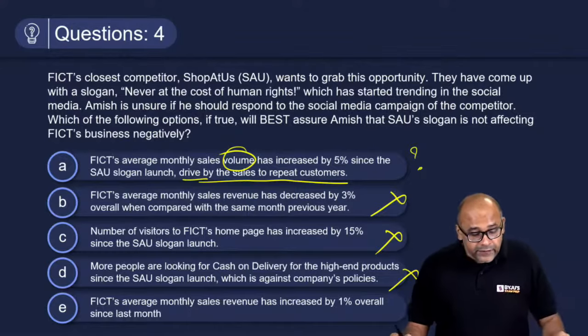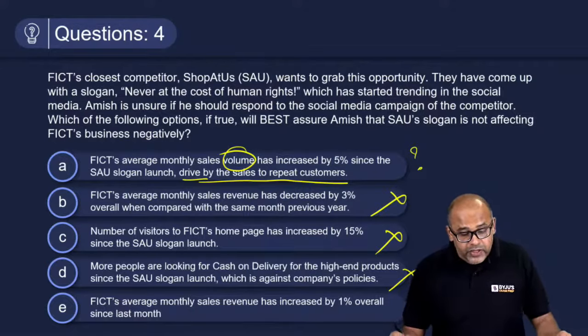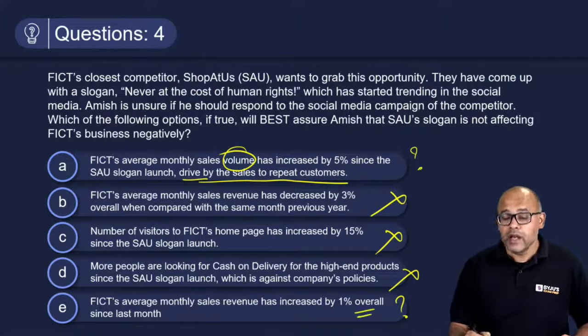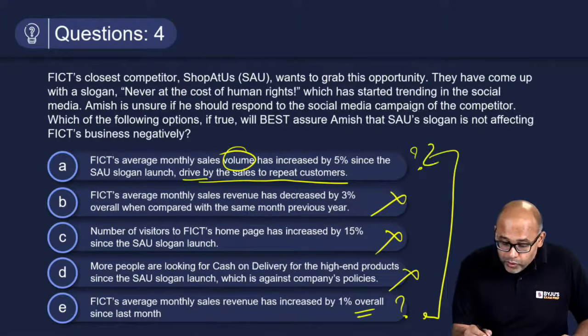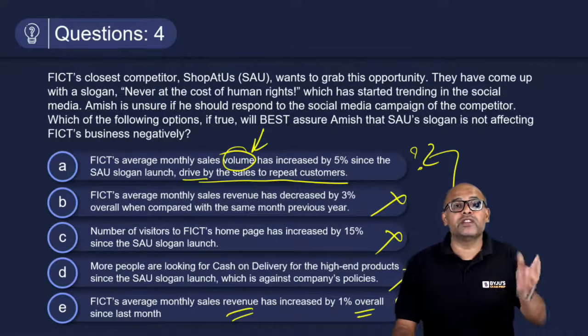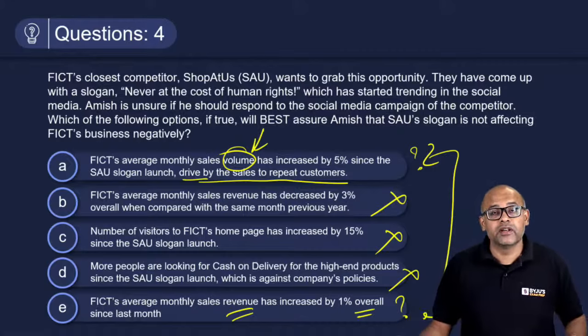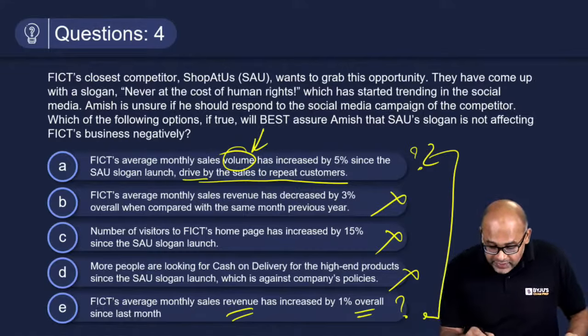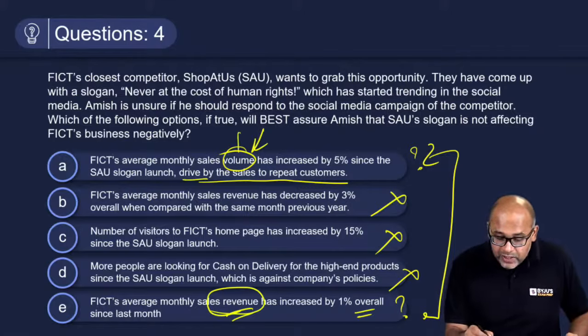Then E, fixed average monthly sales revenue has increased by 1% overall since last month. Now this is again a question mark. There is an increase. But remember, volume versus revenue. The revenue can also increase if you just jack up the price of your product, right? So now what you need to understand is sales revenue versus sales volume.